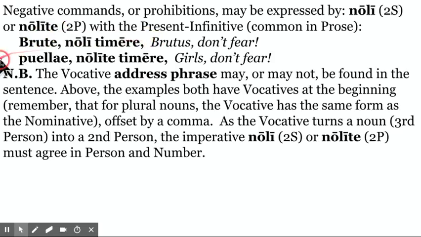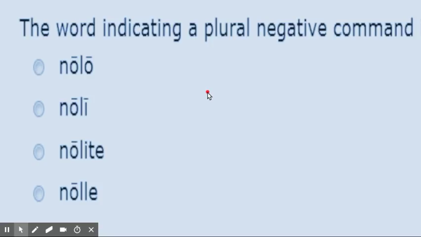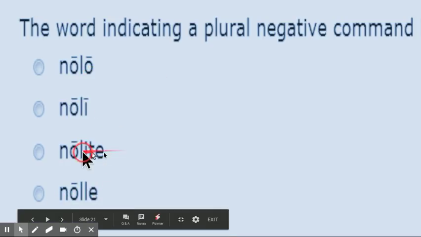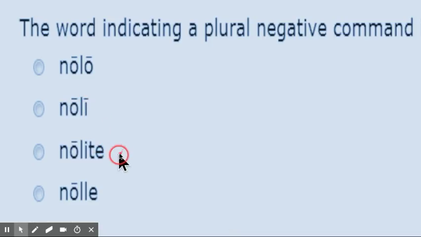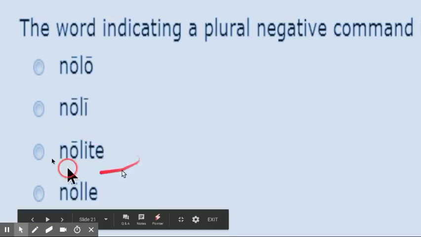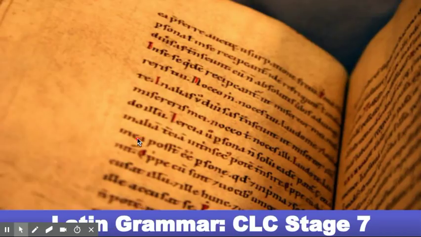So, negative commands are expressed by noli or nolite plus the infinitive. O Brutus, don't fear. Girls, don't fear. Notice, if you're talking to more than one person, you have to change it to second plural. The word indicating a plural negative command. So nolo means I don't want. That's I don't want. That's an infinitive. These are the commands. So which one is singular? Which one is plural? This is second singular. That was the sexy distractor. This is the prom queen or king, nolite.